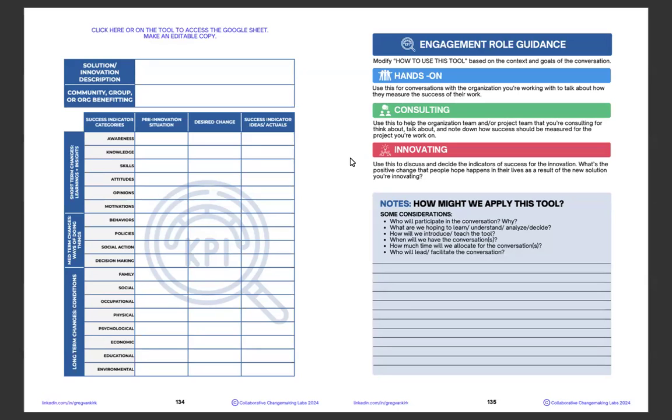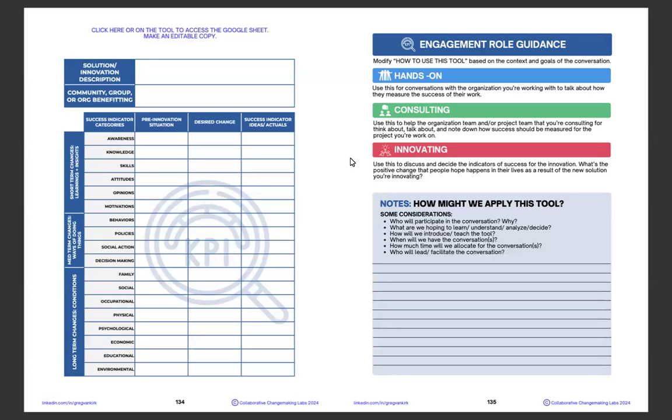And you'll see at the left-hand column, we have success indicator categories. All right, so we start with short-term, you see on the left there in blue, written vertically, short-term changes, those are learnings and insights. And so we have that list there, awareness, knowledge, skills, et cetera, that we had there previously in the description. So what we want to note down is, let's maybe start at success indicator category. We go to awareness, then we go over to the right, we see pre-innovation situation.